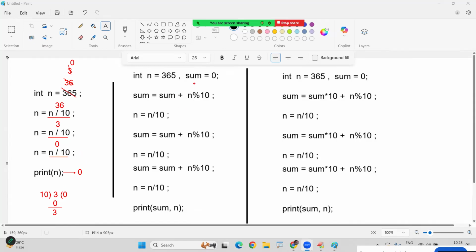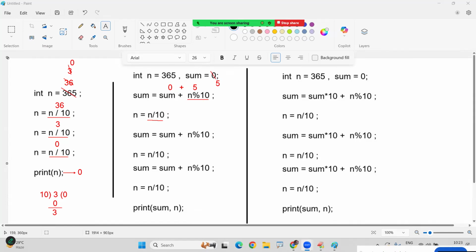Next one, look at this. Sum value 0. n mod 10: mod 10 means it will give the last digit. You know already, n / 10 means it will remove the last digit. These two you just keep in your mind. Sum value 0 plus n mod 10. The last digit of 365 is 5. So here it is 0 plus 5, the addition operation will be performed and the value will be stored into sum. 0 plus 5 is 5.